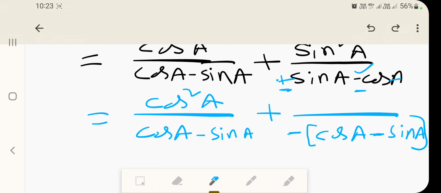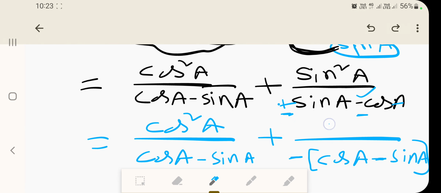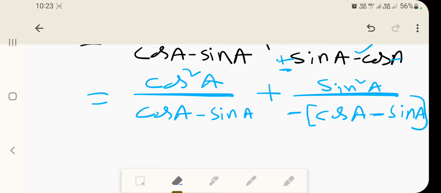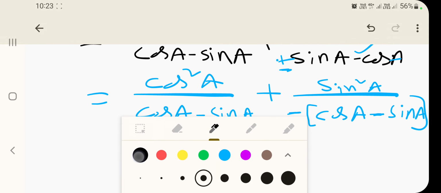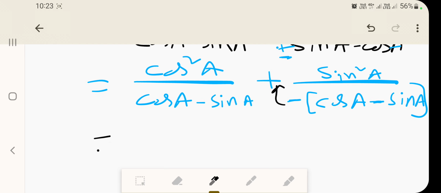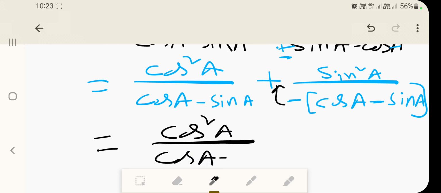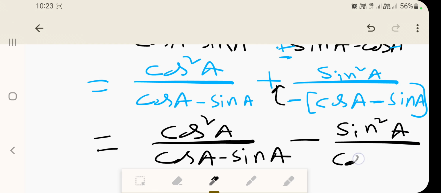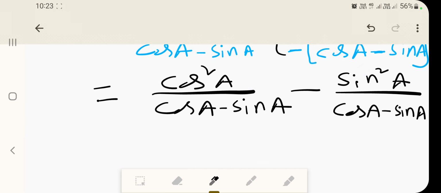In the numerator we have sin square A. This minus which we got here goes into the numerator, and this plus of minus becomes minus. So we have cos square A divided by cos A minus sin A. Here we get minus sin square A divided by cos A minus sin A. So we get the LCM here.